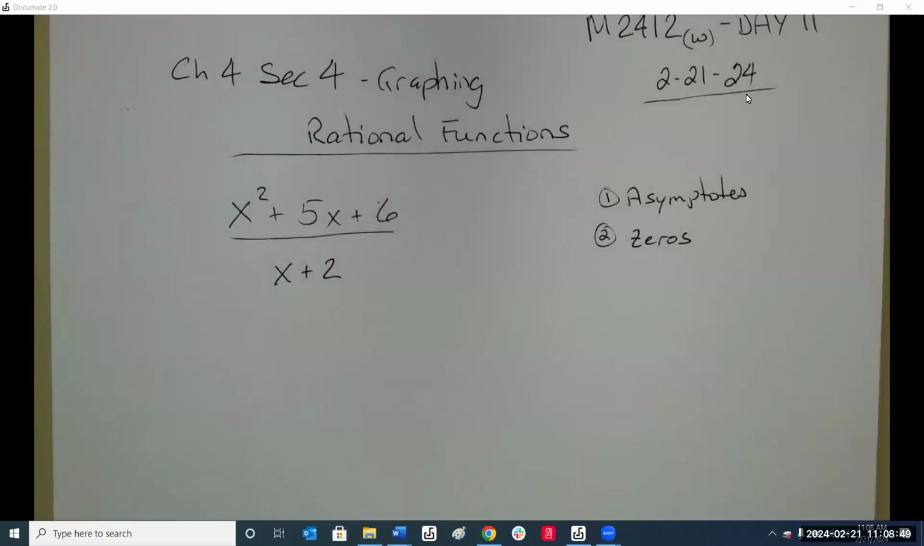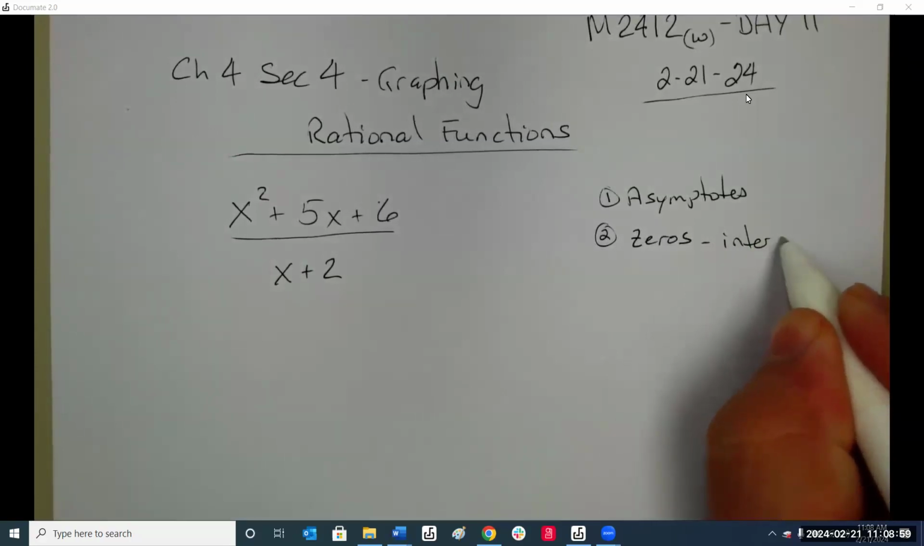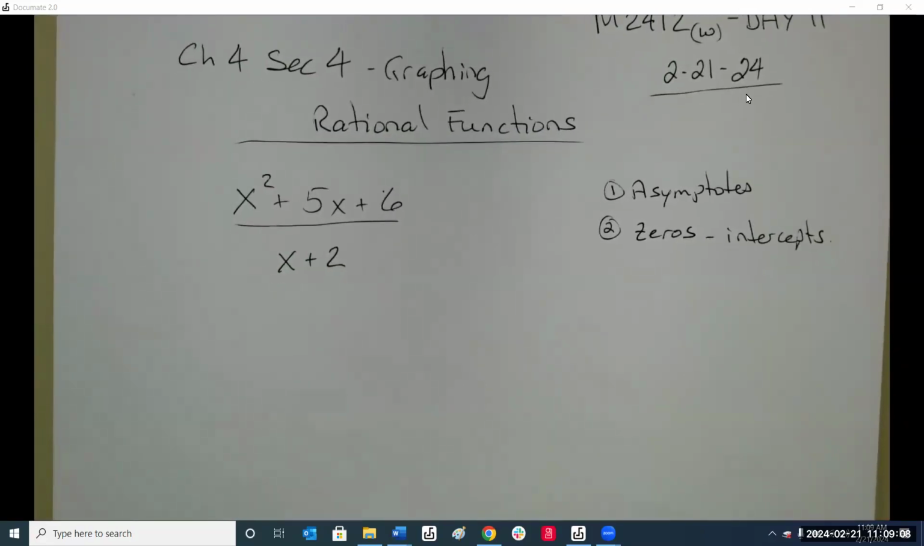and zeros. Because once you find the asymptotes and the zeros, by which we mean the intercepts, once we find those, then we'll have a better picture of what the graph looks like. So, in this example, what do we have?